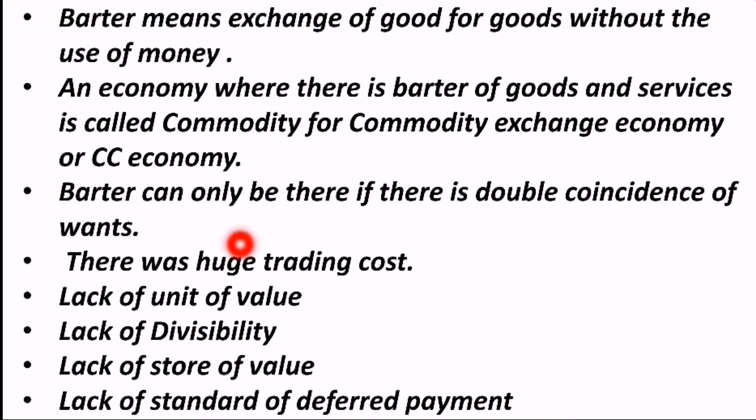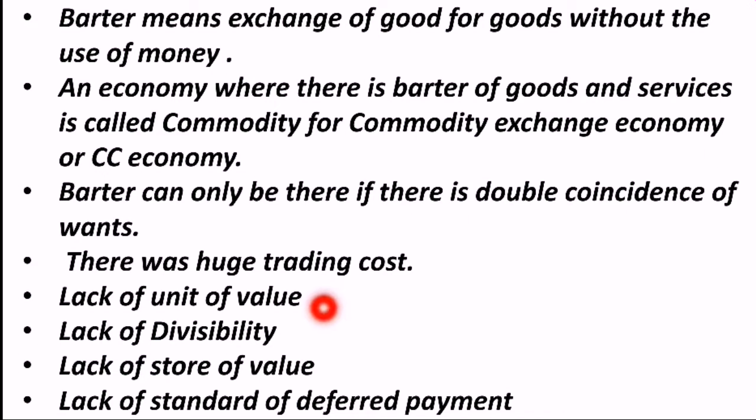So, there was a lack of unit of value, okay, and due to this we can say that this barter system was not that successful, okay. For example, you cannot exchange one goat with one cow. There is no measure, right? But such things used to happen in barter system.